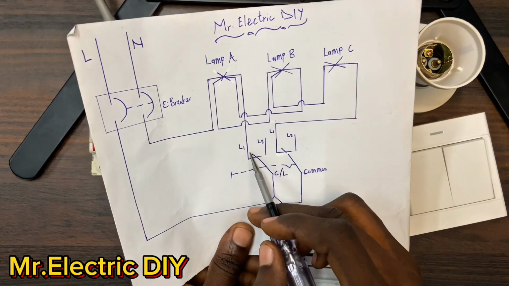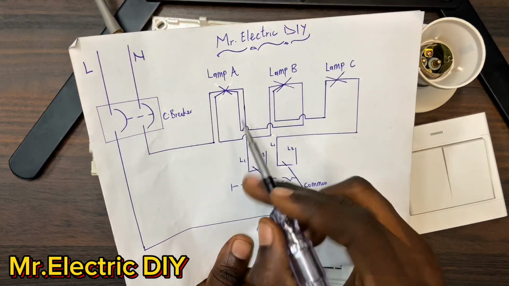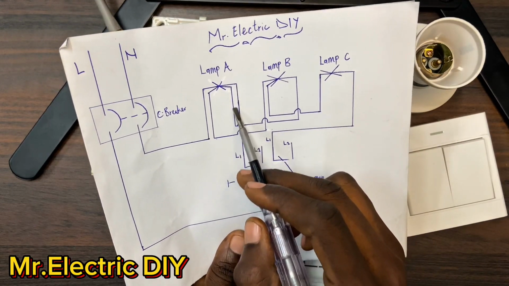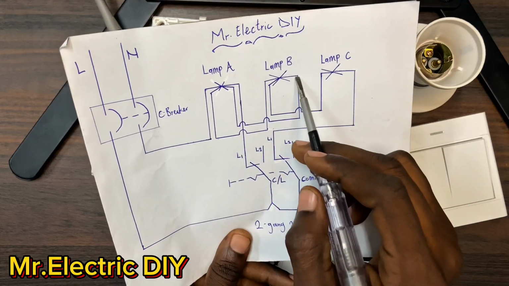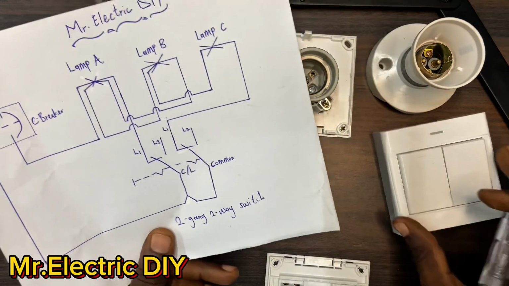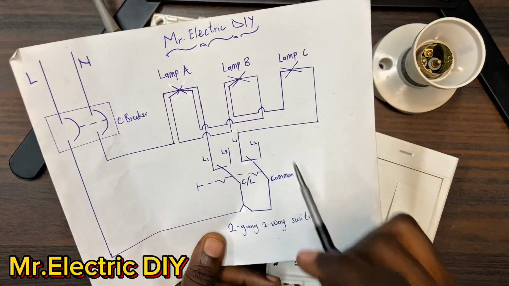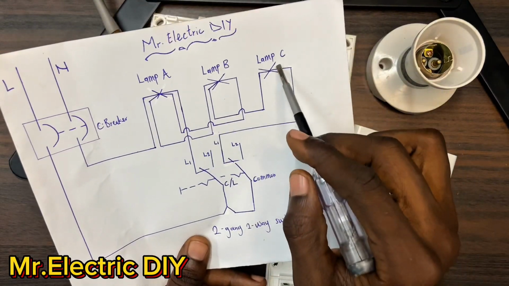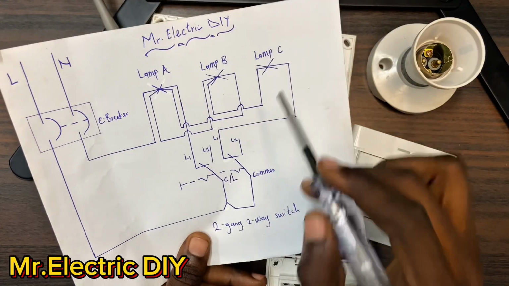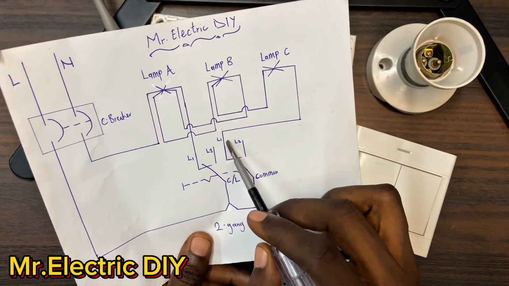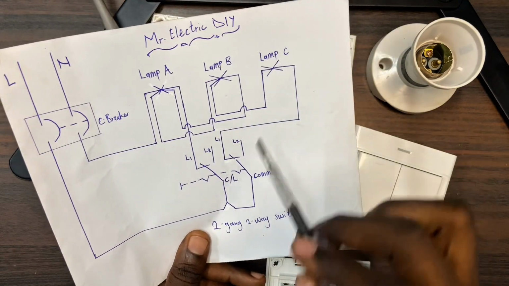This is a switch wire connected to lamp A, and the same switch wire is being looped to lamp B, meaning this gang is going to control these two lamps, that is A and B, and finally this gang to this lamp C. This is the switch wire L1 to lamp C.